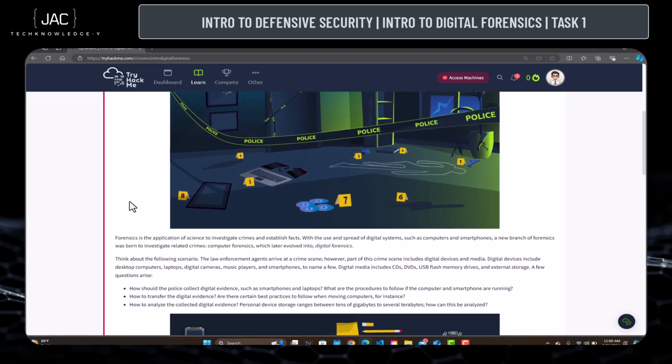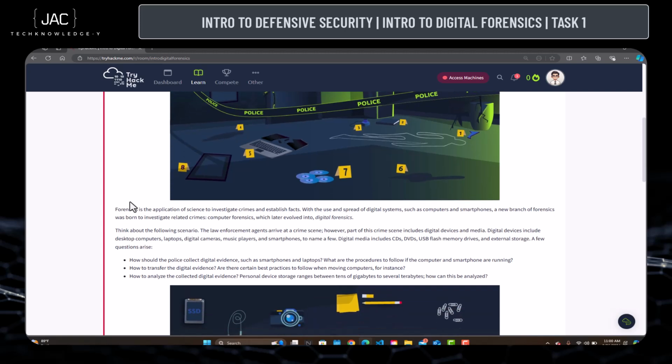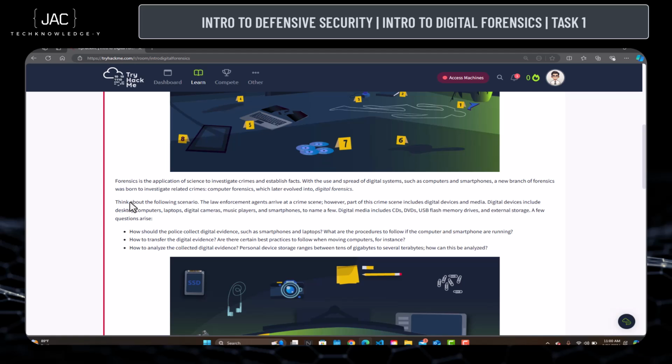All right. So forensics is the application of science to investigate crimes and establish facts with the use and spread of digital systems such as computers and smartphones. A new branch of forensics was born to investigate related crimes, computer forensics, which later evolved to digital forensics. Now think about the following scenario.